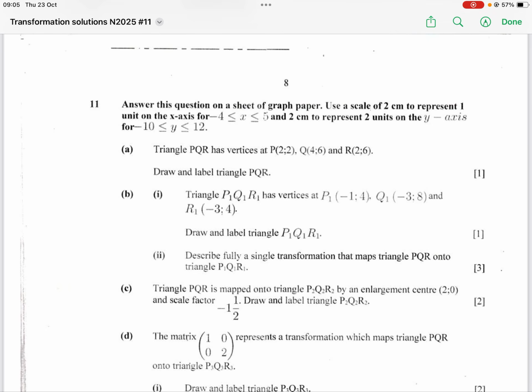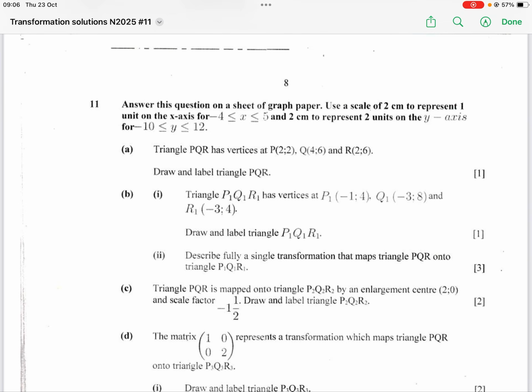We are continuing with our series on Maths Paper 2 that was written by November 2025 candidates. We are going to cover number 11 today, which was a question on transformation. I have uploaded all the solutions from number 1 up to number 10. So in this video, I will focus on number 11, which was a question on transformation.